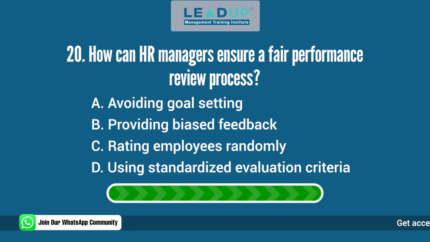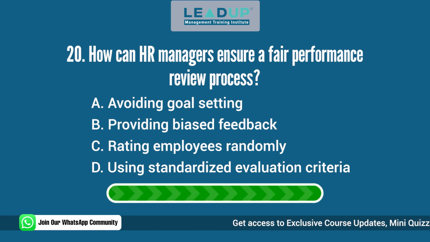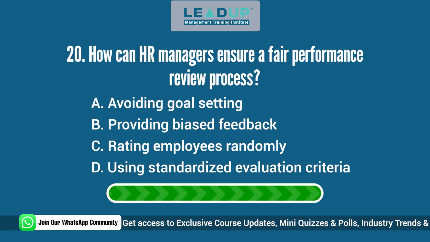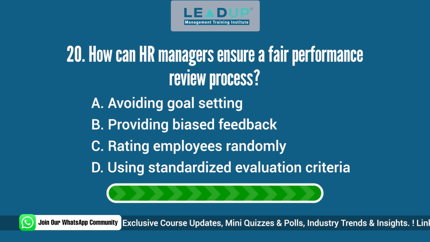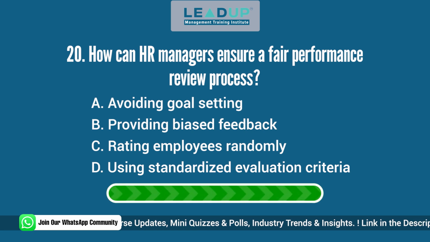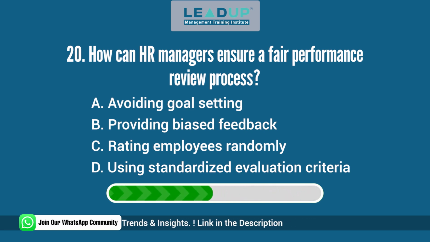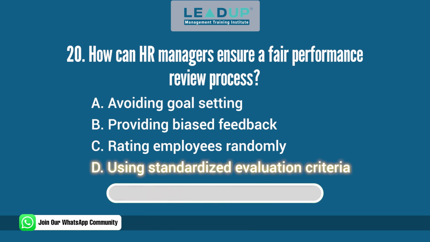Question 20. How can HR managers ensure a fair performance review process? A. Avoiding goal setting. B. Providing biased feedback. C. Rating employees randomly. And D. Using standardized evaluation criteria. Answer: using standardized evaluation criteria.